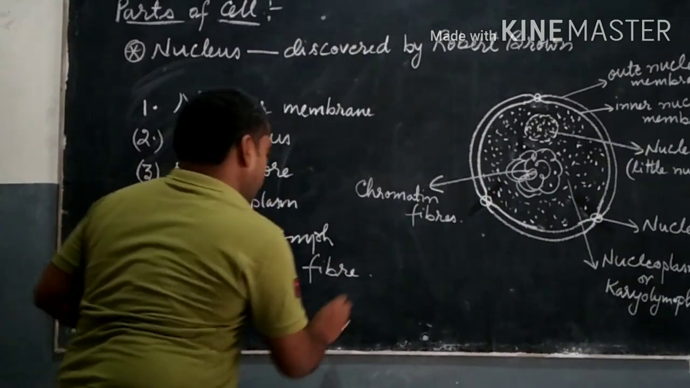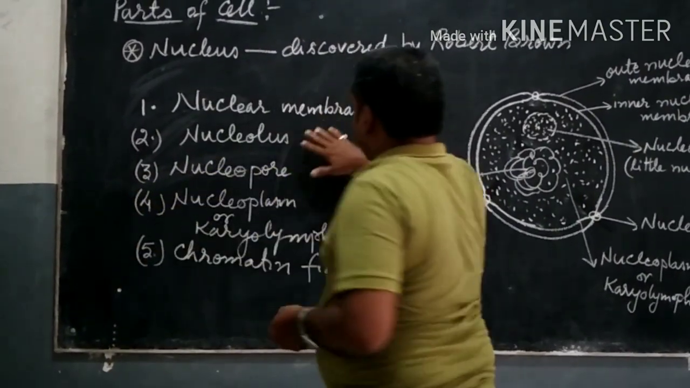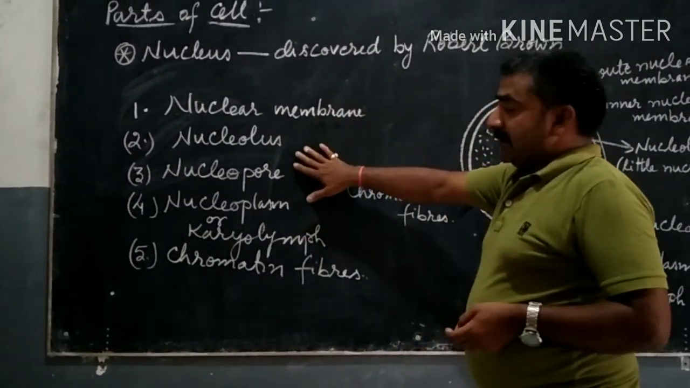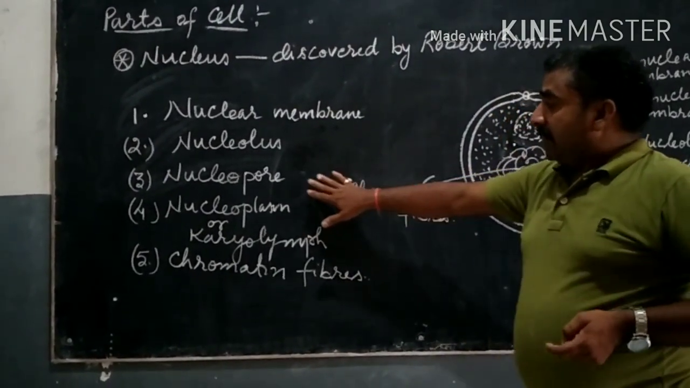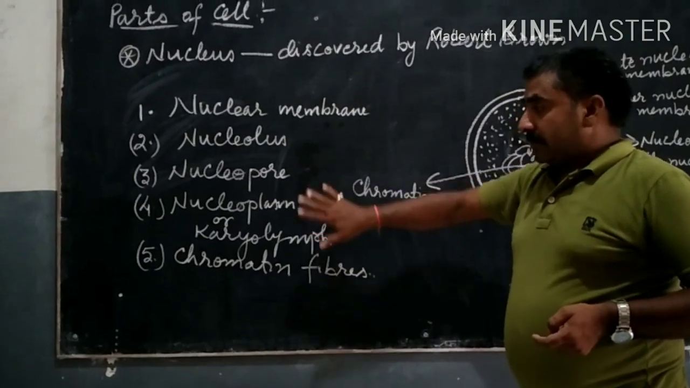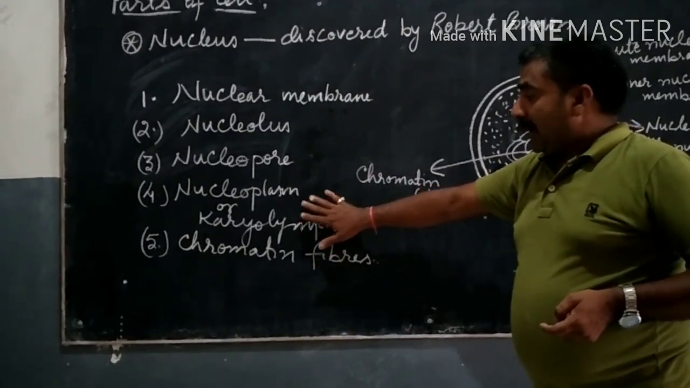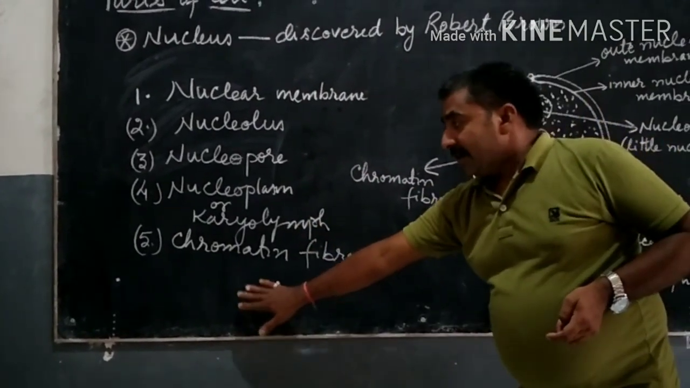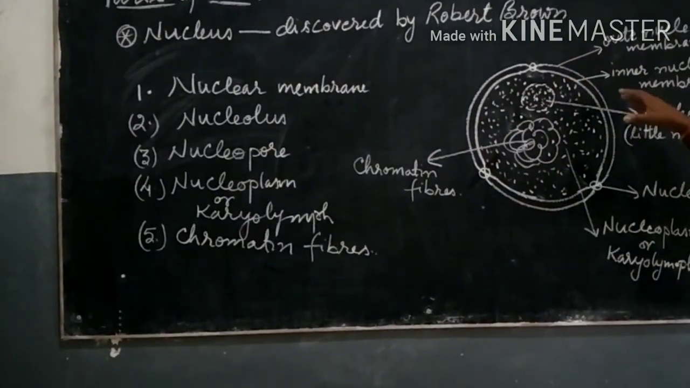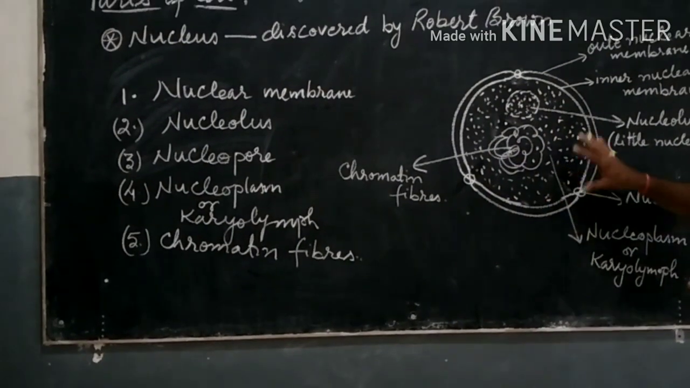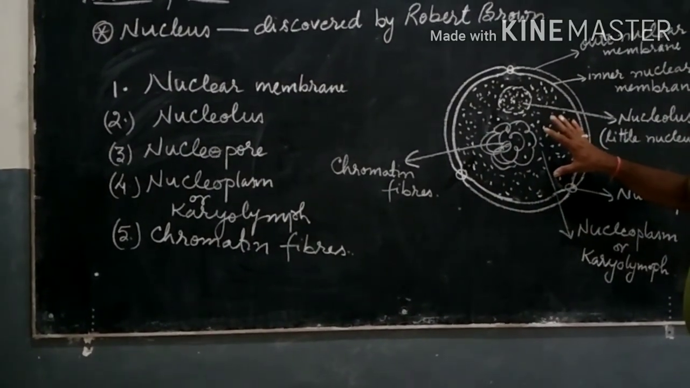So nucleus consists of nuclear membrane. Another structure present in the nucleus is called nucleolus. Next part is nucleopore. Next one is nucleoplasm or karyolymph. And last one is chromatin fiber. Students, pay attention to this diagram. I have shown you the diagram of nucleus.